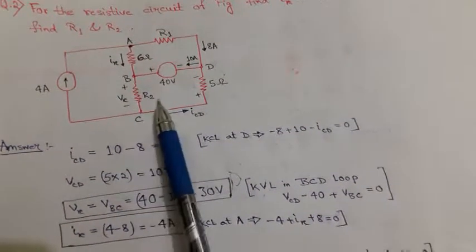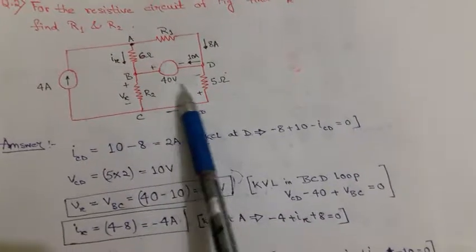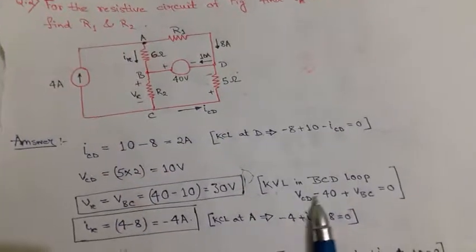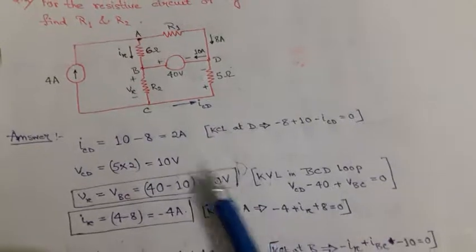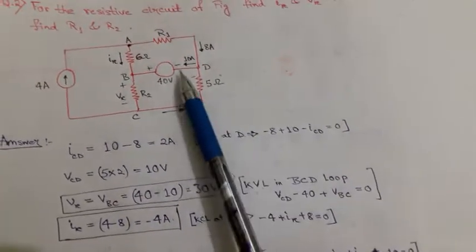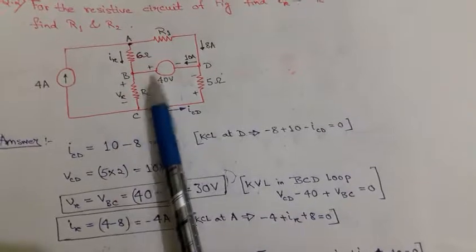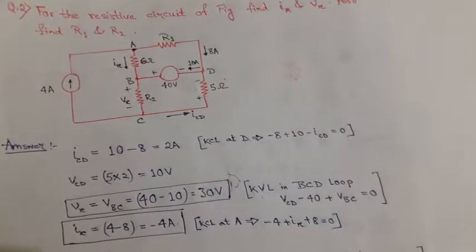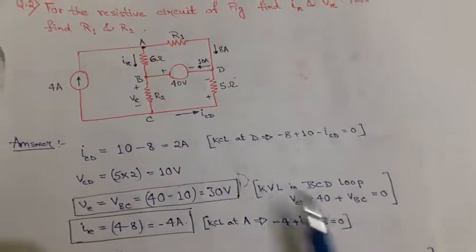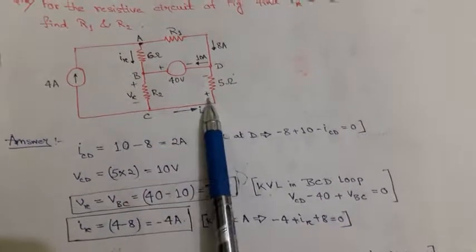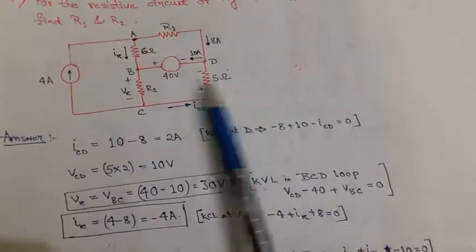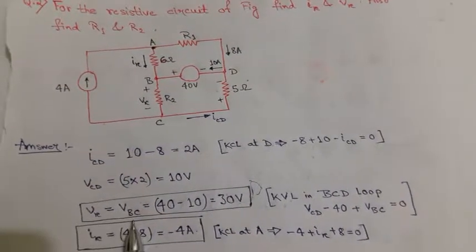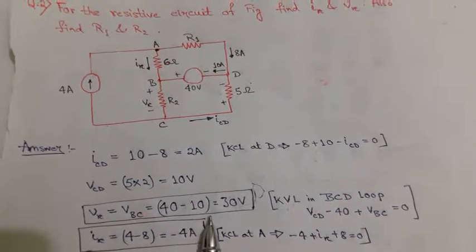Now I just want to find the Vx. Vx can be found by applying KVL in this loop. If you apply the KVL in the VCD loop, this one here is plus to minus, and now here it is minus to plus. So if I take this as positive, then I must take it as negative, that is why this is minus 40. And again, it is positive to negative, the same as the voltage drop across the 5 ohm, so it will also be taken as positive. From there I can easily find Vx equal to VBC is equal to 40 minus 10 equal to 30 volt.